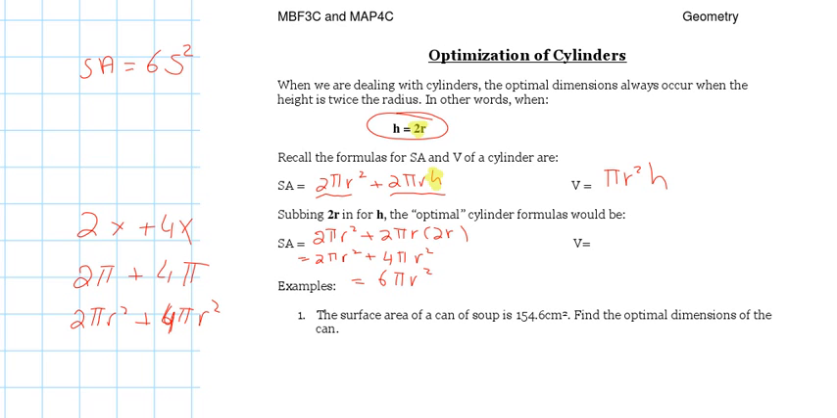Now, how about the volume? What do I change? What do I replace h with? 2r. So pi r squared times 2r. How do I simplify this? 2 pi r cubed, because it's multiplication. Because we're multiplying them, right? R times r squared is r cubed.